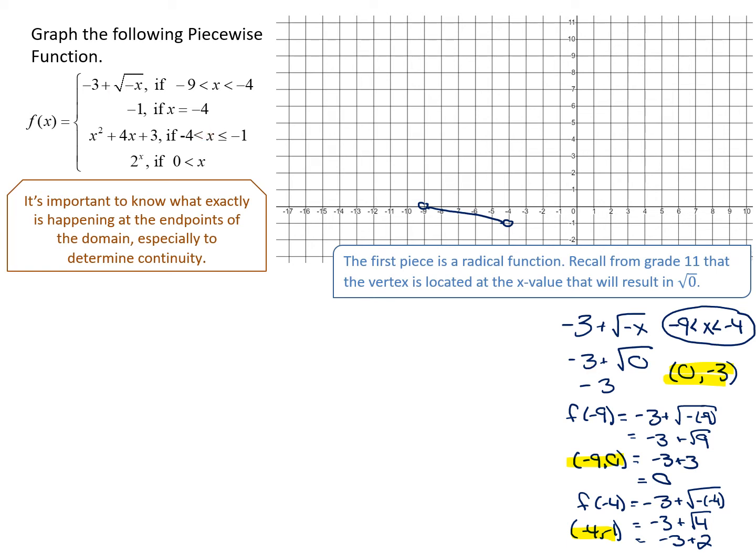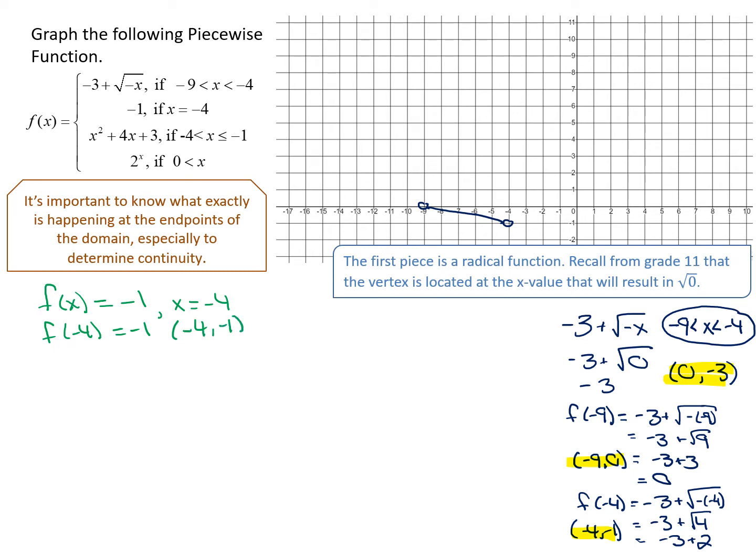So, let me write that piece over here. We've got f at x equals negative 1 only when x equals negative 4. So what that really means is f at negative 4 is equal to negative 1. So we just have one point. This is just one point. This is the point negative 4, negative 1.